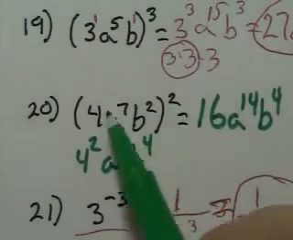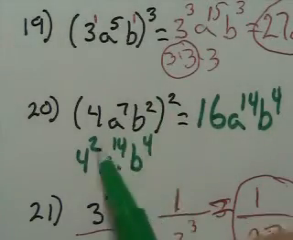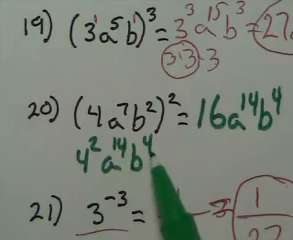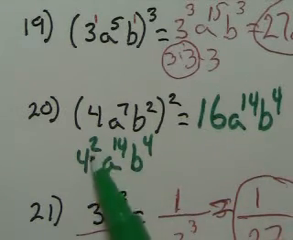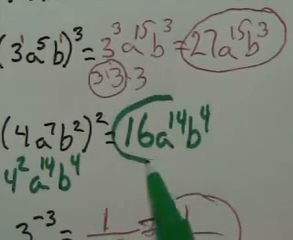On number 20, you multiply the exponents. And so it's 4 squared a to the 14th b to the 4th. So 4 squared is 16, 4 times 4. So here's our answer.